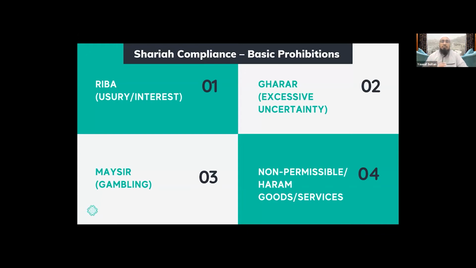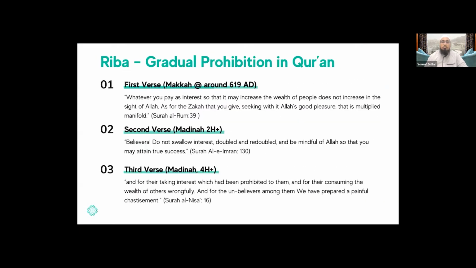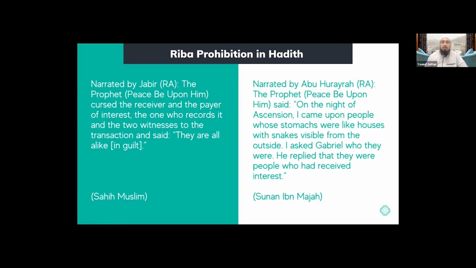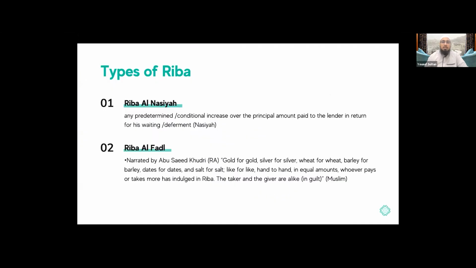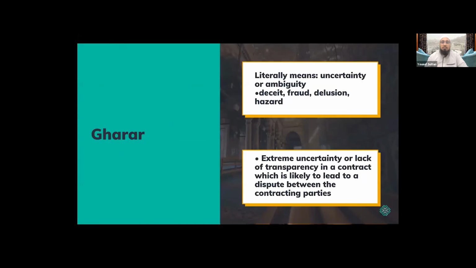So we discussed riba in detail. I will not go there. We discussed the stages or gradual prohibition of riba, then riba prohibition in hadith, the types of riba, the conditions of riba al-fadl, and then we started gharar.